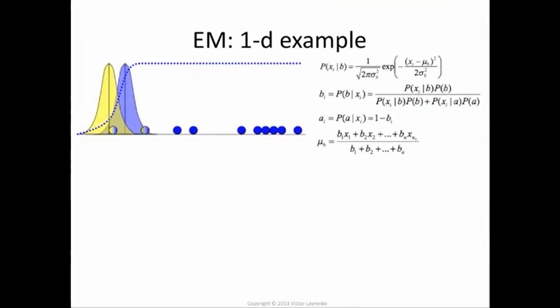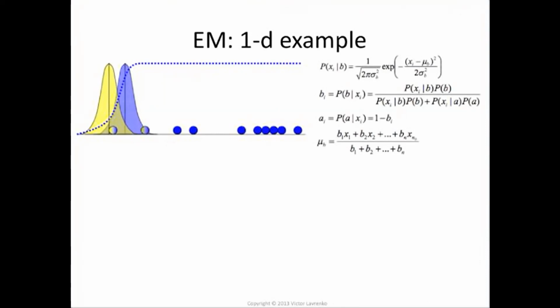Now, if you're having a hard time understanding what you're doing here, pretend for a moment that you're doing k-means instead of EM. If you were doing k-means, these bi's would be 0 or 1. The point either goes into the blue cluster or it goes into the yellow cluster. So bi is 1 if the point goes into the blue cluster, and it's 0 if it goes into the yellow, right? So suppose that that point b1 was 0, and for everything else bi was 1, right? So what does that look like now?